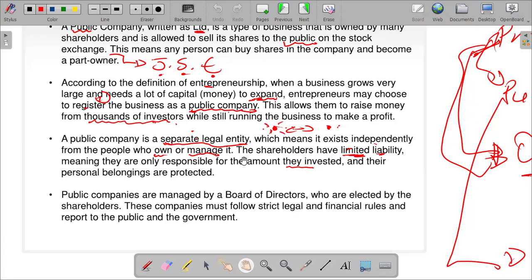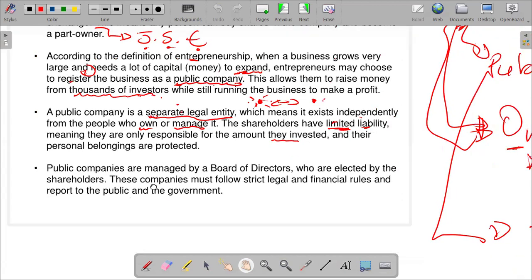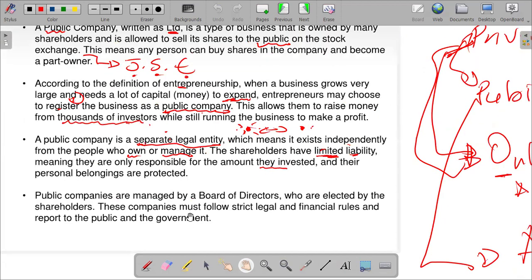And then the last part of the definition is that public companies are managed by a board of directors. In a private company, shareholders choose directors, but here it's rather a group of people. In a private company, there can be just one member. However, in a public company, there is more than one director, who are not owning but rather managing or running the day-to-day operations of the company.